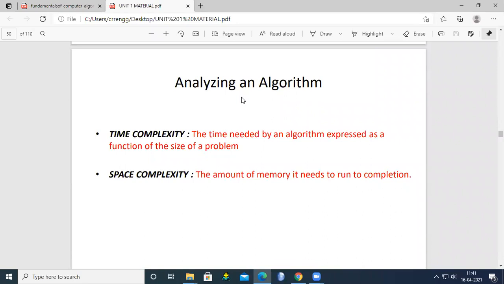So, analyzing an algorithm. In this case, we have the time complexity and space complexity. What is the time complexity? How much amount of CPU time is needed? What is space complexity? How much amount of memory is needed? These two are very important in analyzing the algorithm.